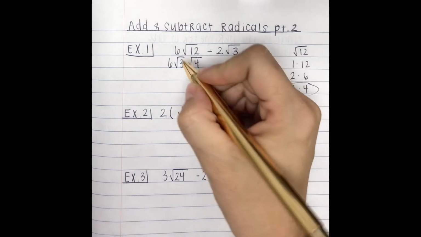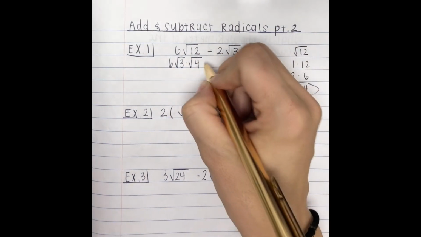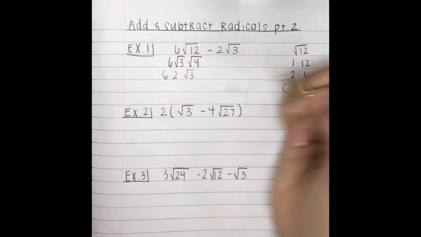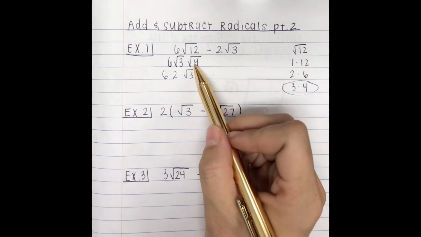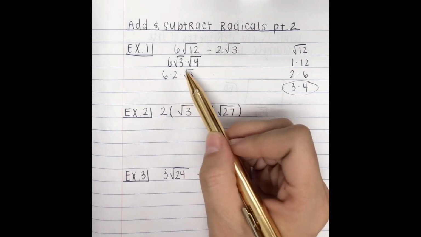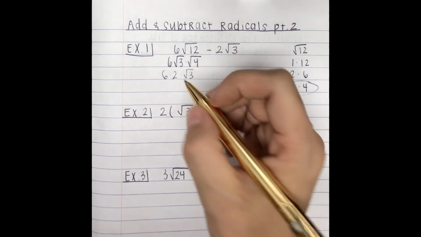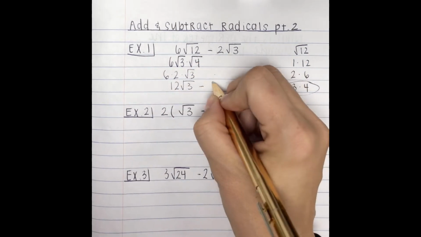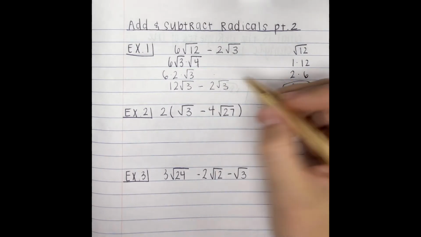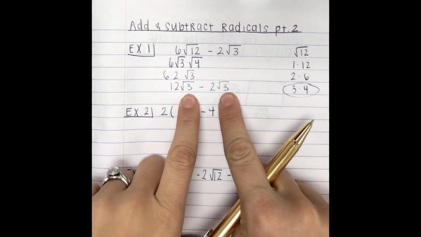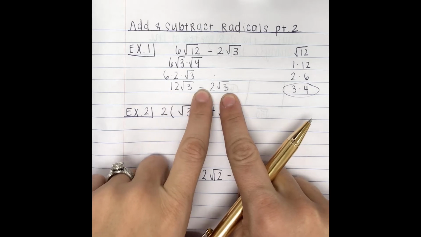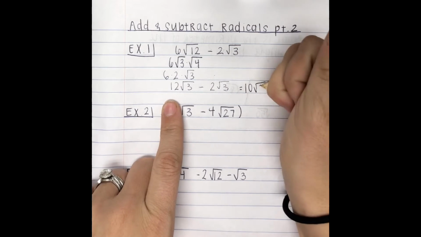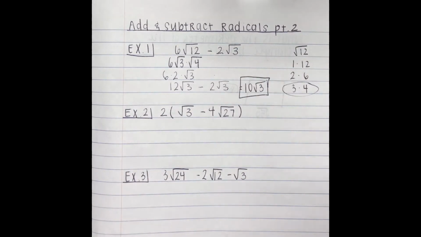So then we know square root of 4 simplifies to be 2. So we get 6 times 2 times our square root of 3. I didn't change the square root of 4, I just rewrote it as what it simplified to be, which is 2. So 6 times 2 gives us 12 times the square root of 3 minus, and we're bringing this down, 2 square root of 3. Now we have like radicals, so now we can combine them. 12 square root of 3 minus 2 square root of 3, well 12 minus 2 gives us 10 square root of 3 as our final answer.